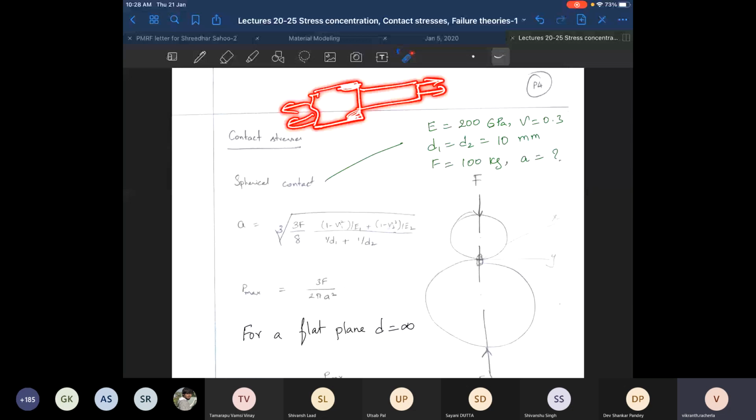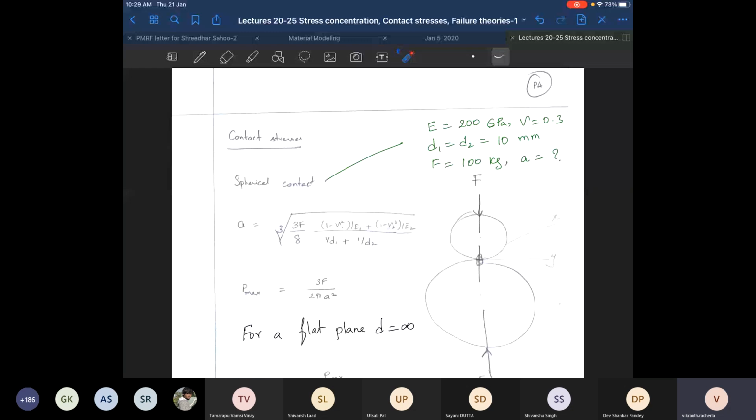Anyhow, let's move on. Now, in addition to geometric features, another reason why stresses can be very high at some locations within the components is contact. Contact is whenever two parts are contacting one another and there is a load transfer happening across the contact. The stresses in the contact region are typically very high.